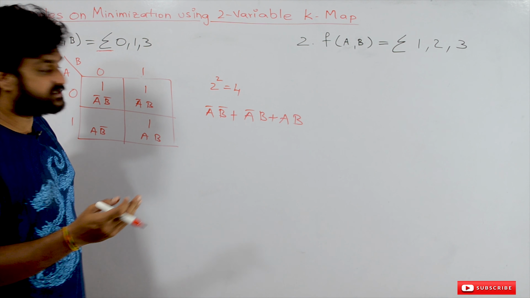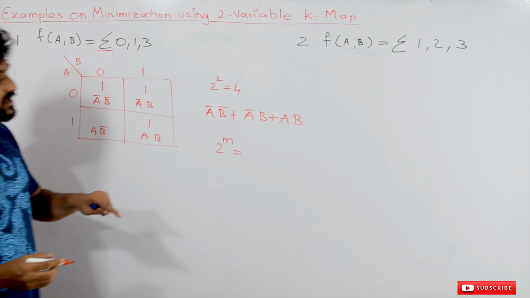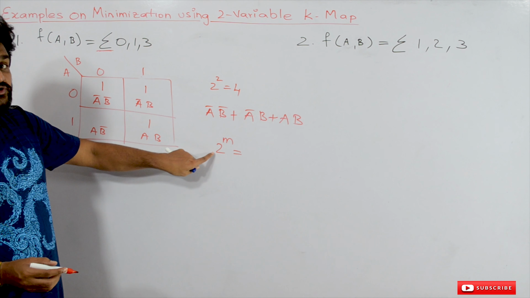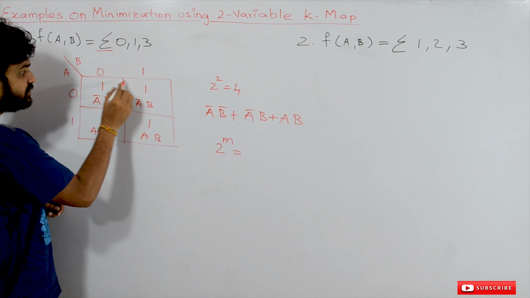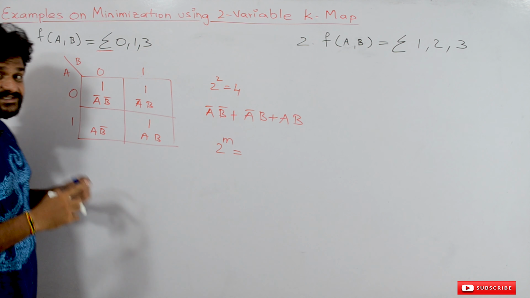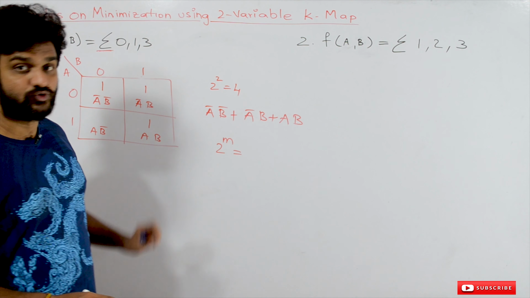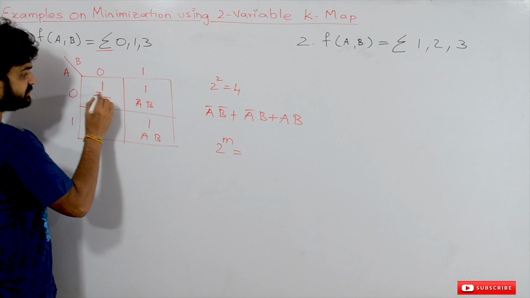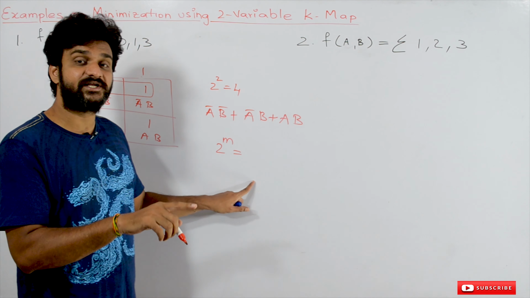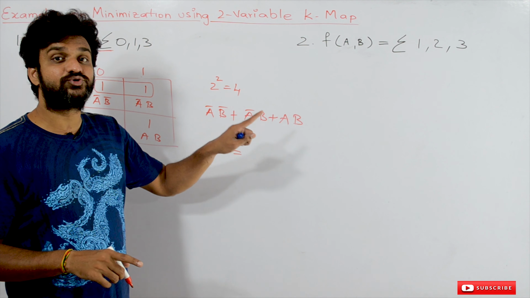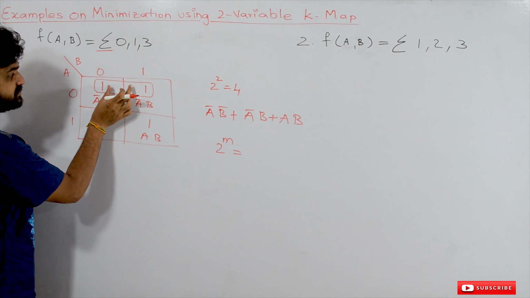A subcube is the collection of 2 power m cells. So the collection of the cells should always be in powers of 2. We have to collect the cells which are represented with 1s in such a way that the number of cells in the collection is a power of 2. For example, if you consider these two cells as a combination, and the next point is each cell should be adjacent to m cells. We can consider this as one combination because it is a power of 2.